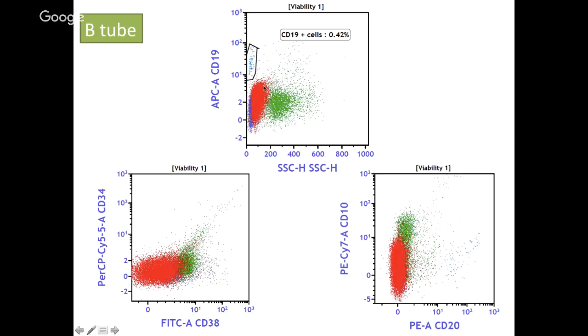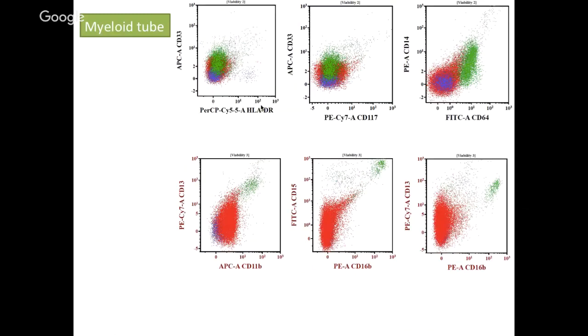Now, if you look at the B-tube, and if you believe me, the red dots are the cells of interest. They are negative for everything. There are very few B-cells. All the red dots are negative. Most of the cells are negative for B-cells. The next is the myeloid tube. Here also, most of the red dots are negative for most of the myeloid markers.